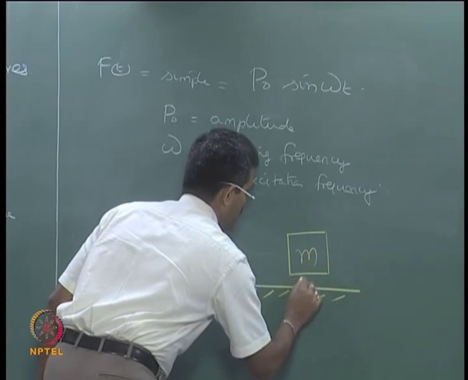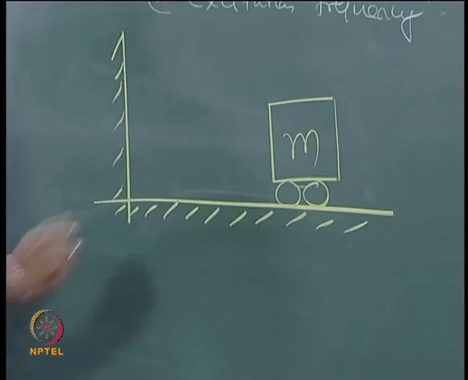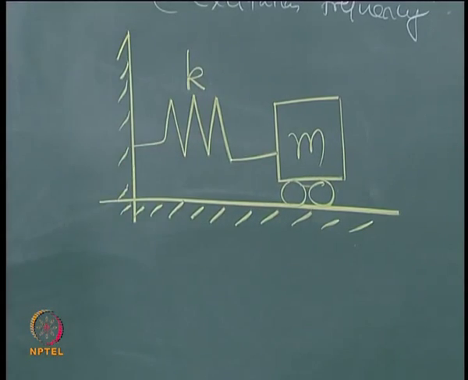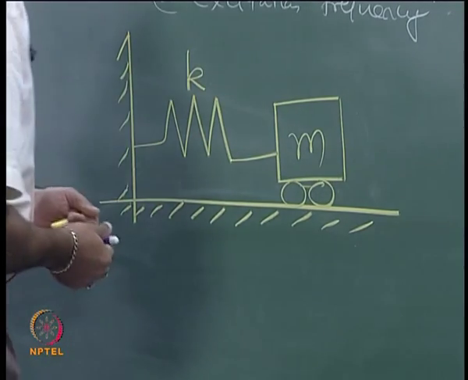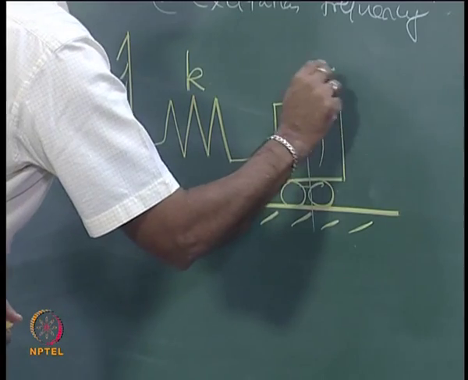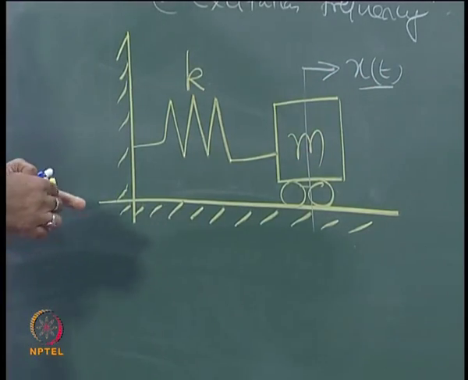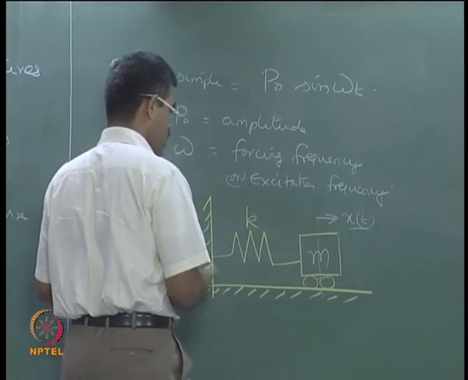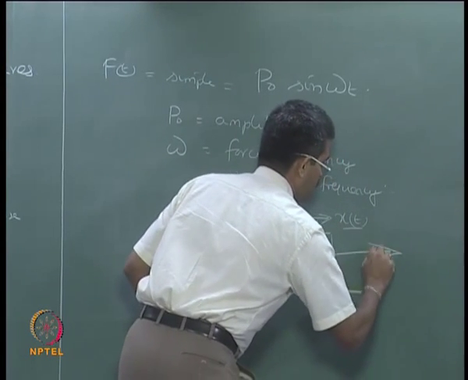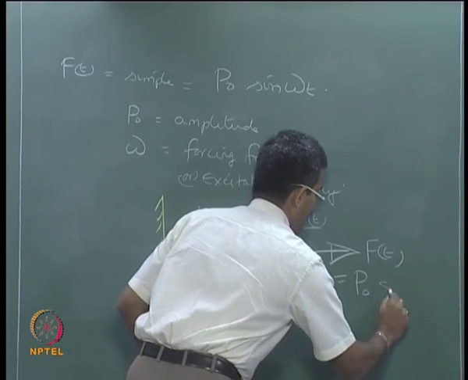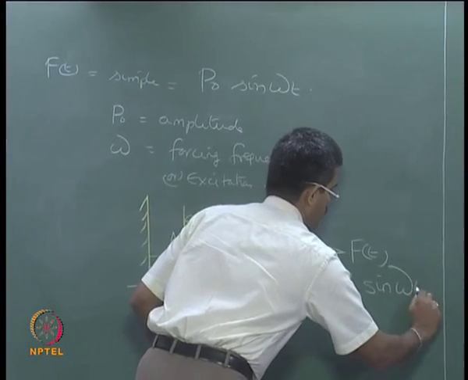This is my mass element. So, this is my restoring force element which I am going to call as K, and I am measuring always a response from the CG of the mass center which is x of t, which is a function of time, and of course I am going to introduce the f of t present in my model, which is in my case P naught sin omega t.